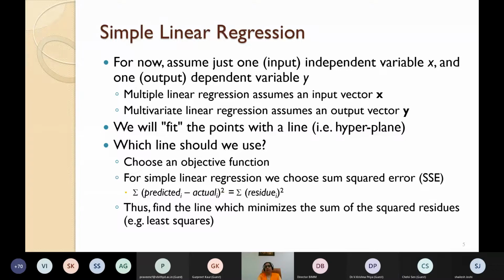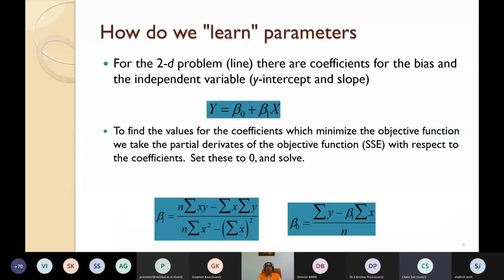So how do we learn the different parameters? For the 2D problem line, there are coefficients for the bias and the independent variable: the y-intercept and the slope. And these are the equations to find beta 1 and beta 0.